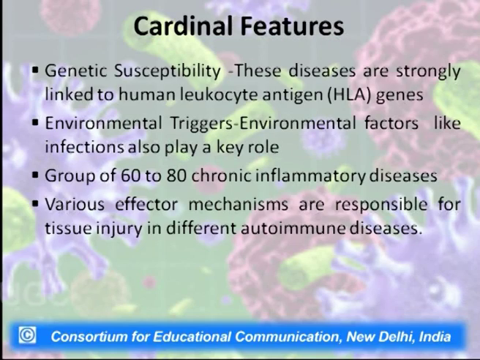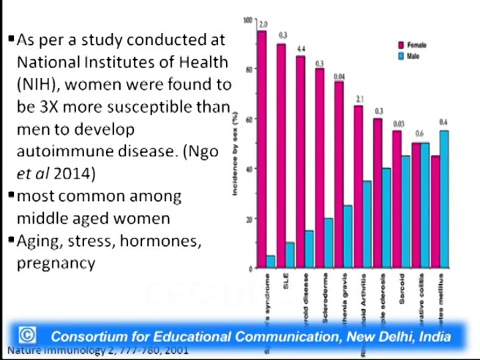Of course, we cannot rule out the environmental triggers. Environmental factors like infections also play a predominant role. There are a group of 60 to 80 chronic inflammatory diseases. Now, various effector mechanisms are responsible for tissue injuries in different autoimmune diseases. Now, let us come one by one.